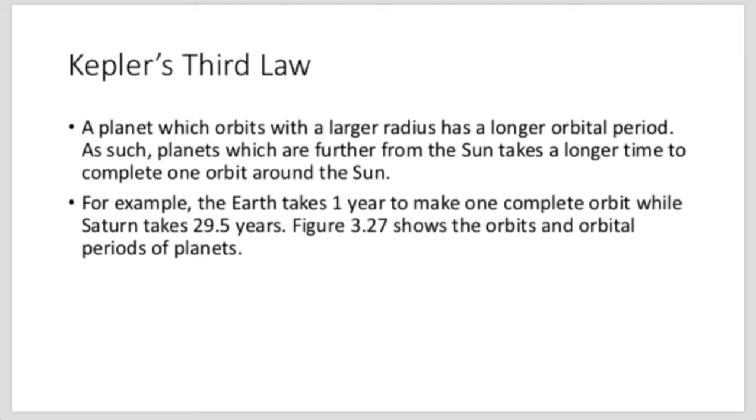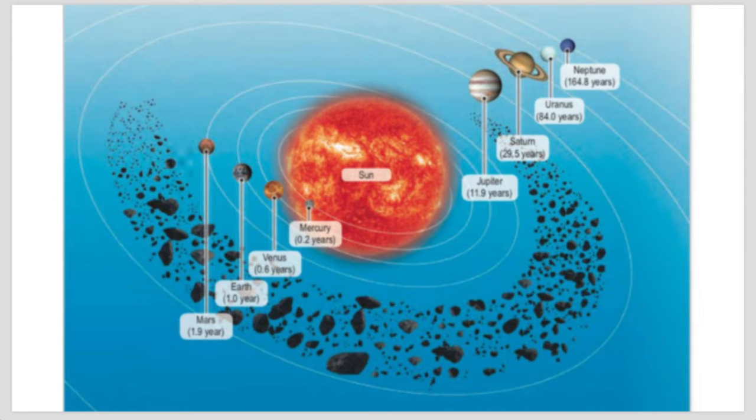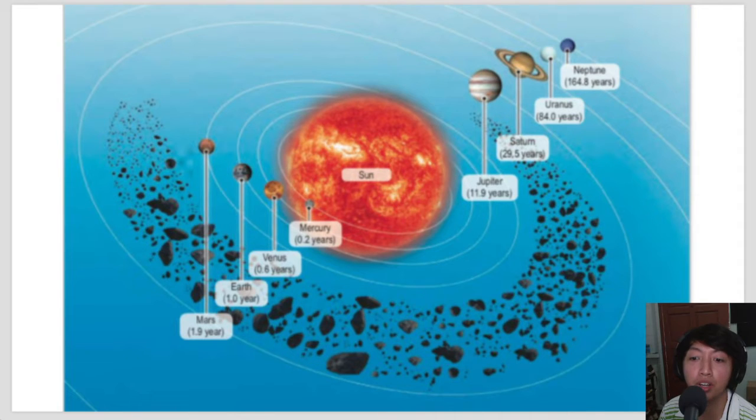Okay, so for example, the Earth takes 1 year to make a complete orbit around the sun, while the planet Saturn, which is further away from the sun, takes almost 30 years just to go around the sun one time. So this is also in your textbook. It's not very clear, but if you have your textbooks, you can look at it. So just to give you a comparison, the Earth takes 1 year to go around the sun. The planets that are closer to the sun take less time.